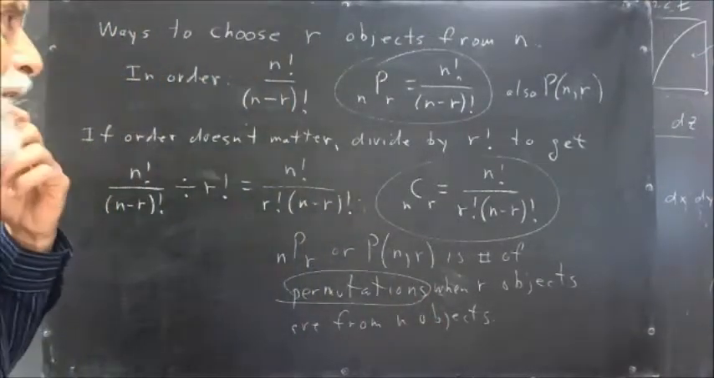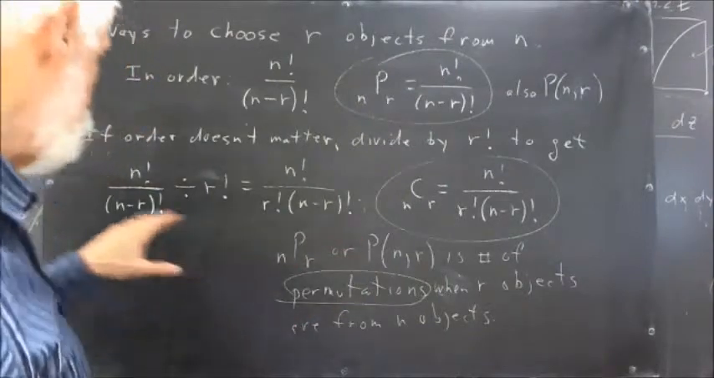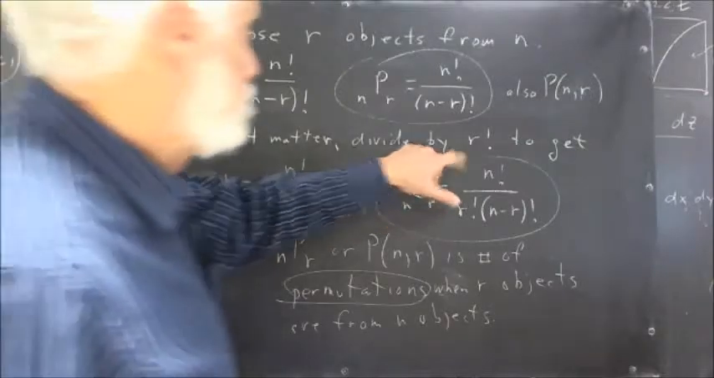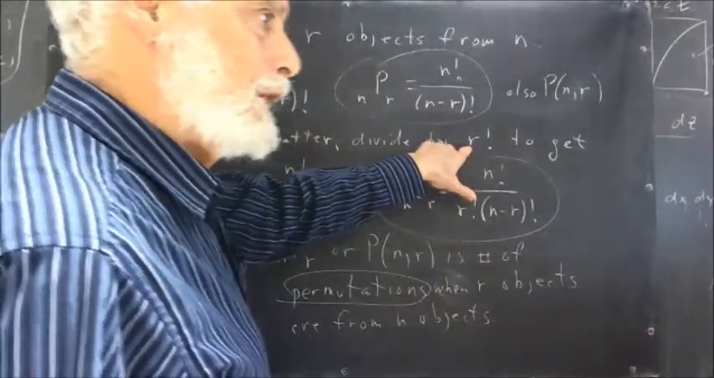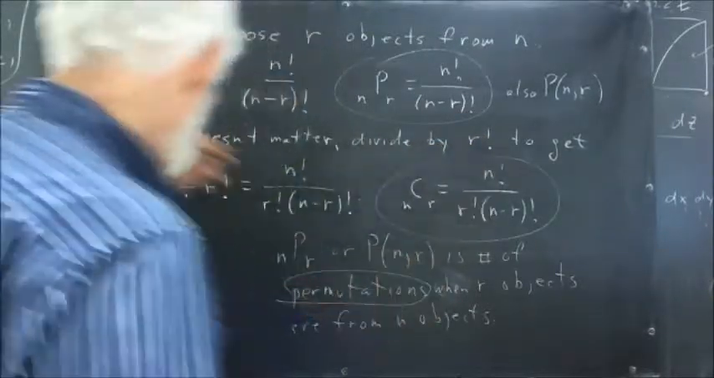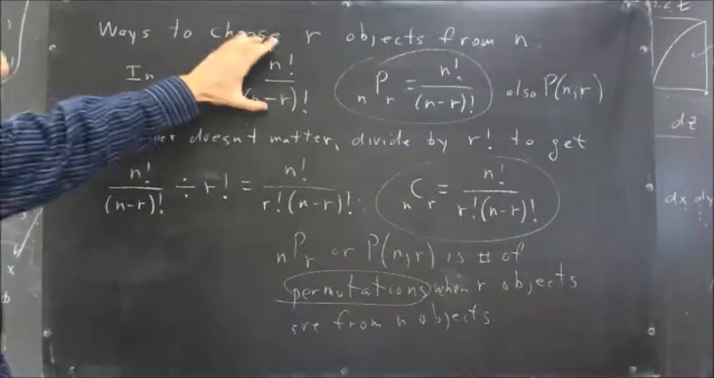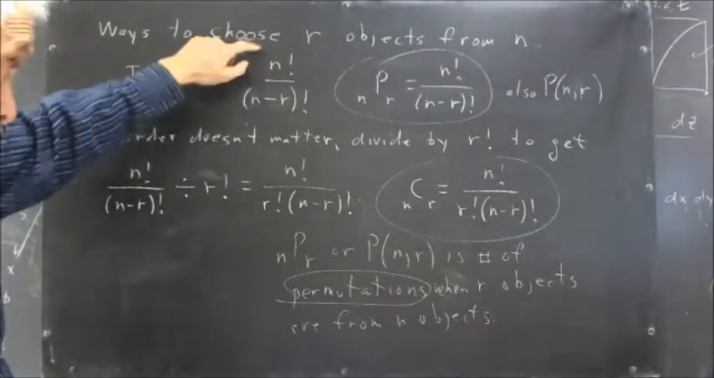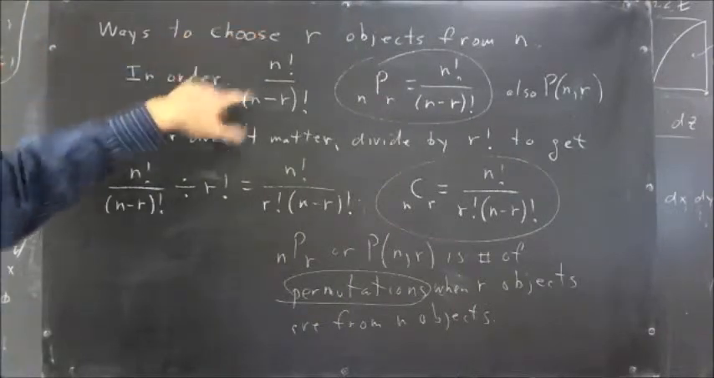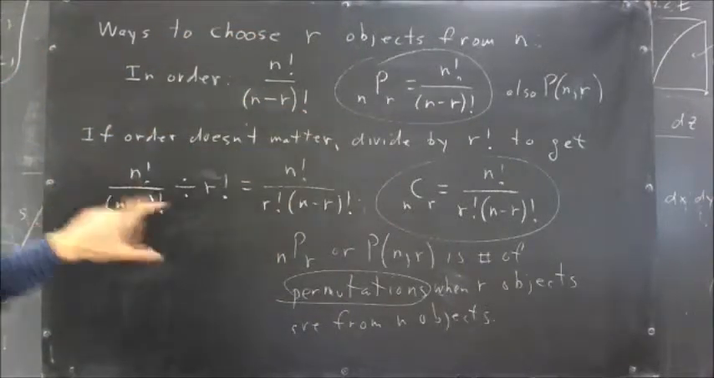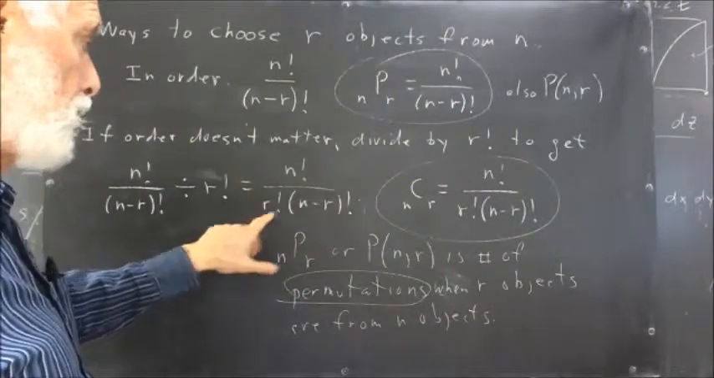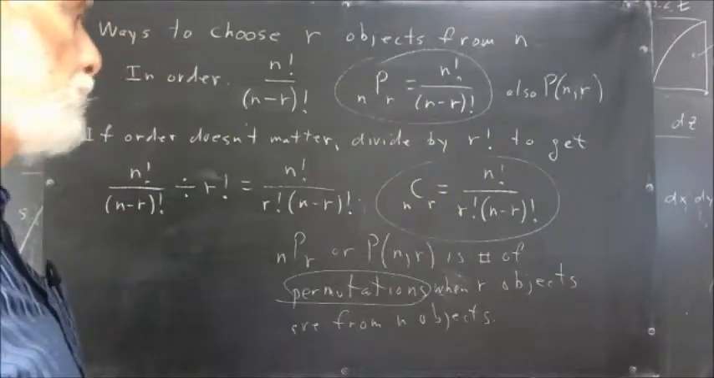I'm not going to make a similar statement here. But if order doesn't matter, what do we do? We divide by the number of ways that R objects could be ordered, and that number is R factorial. That gives us our previous expression, the number of ordered choices, N factorial over (N minus R) factorial. We divide that by R factorial and rearrange it. We have N factorial divided by R factorial times (N minus R) factorial.